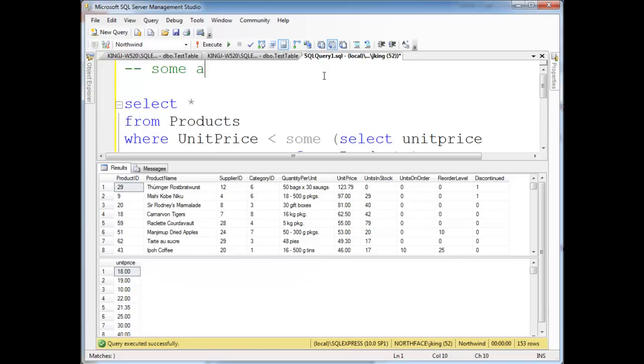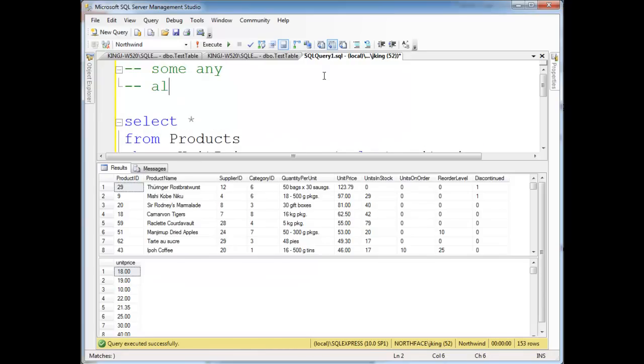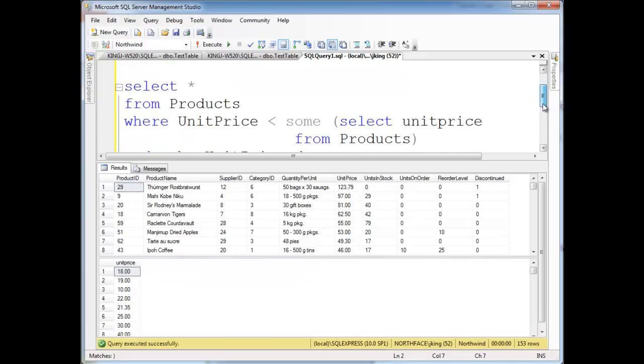There's SOME or ANY, they both mean the same thing. They mean at least one element. And then there's ALL, which means all of them. It has to be true for all of them. In order to do any of these kinds of queries, we have to have some comparison operation here, and then a subquery, and between the two, we have the qualifying word.